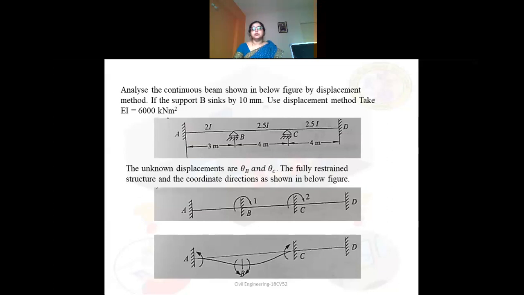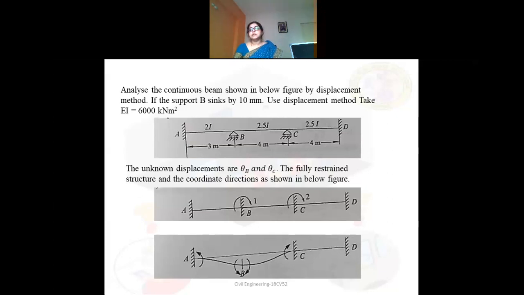Supports B and C are roller supports. If we neglect axial deformation, they prevent the vertical translations. The independent displacement coordinates at supports B and C are only rotations, that is theta B and theta C. So the unknown displacements are theta B and theta C. At support B, let us assume the rotation is in the clockwise direction and name it coordinate 1. At support C, I'll name the coordinate 2.